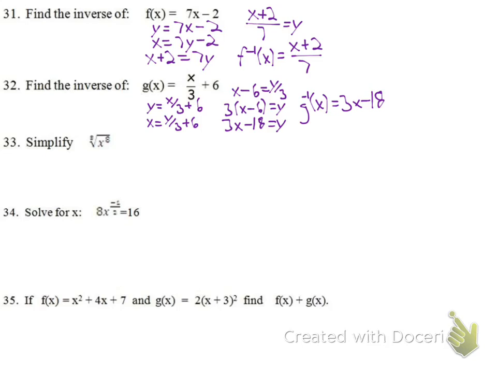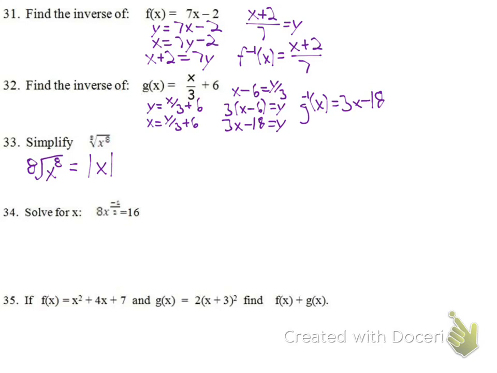Now 33, it's a little tough to see. What it actually says is the 8th root of x to the 8th, and this goes back to what we did on the last screen. What we did on the last screen is that if it's an even root, it should come out to be the absolute value of x. It'll be the positive version of that number. So absolute value of x is our solution.